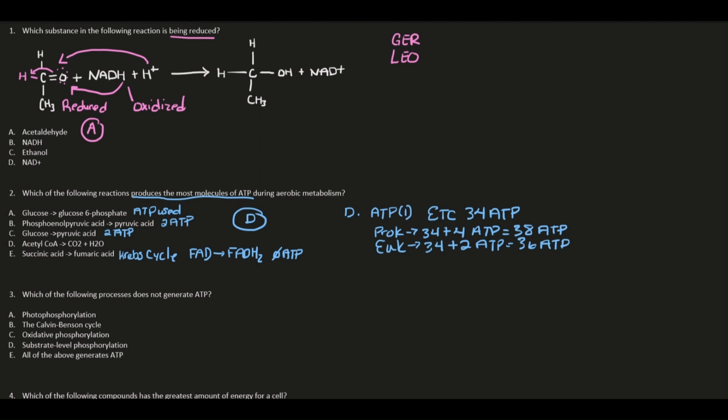Question number 3. Which of the following processes does not generate ATP? A. Photophosphorylation. It is the use of energy of the sun to produce ATP from ADP. So we have ADP to give ATP using energy of the sun. B. The Calvin-Benson cycle is a chemical reaction in chloroplasts during photosynthesis. So it is using ATP.